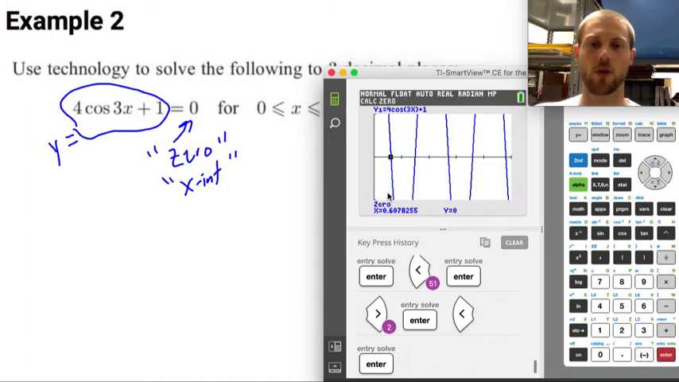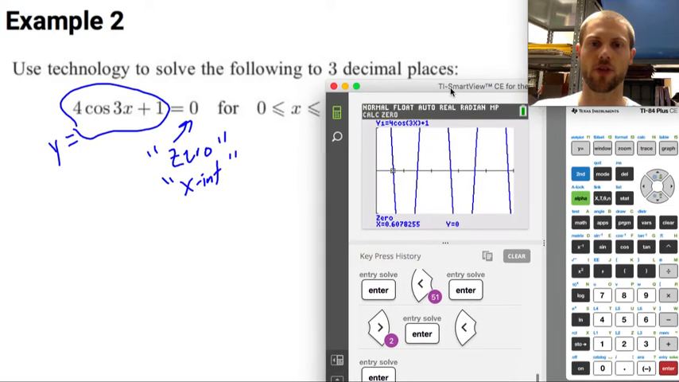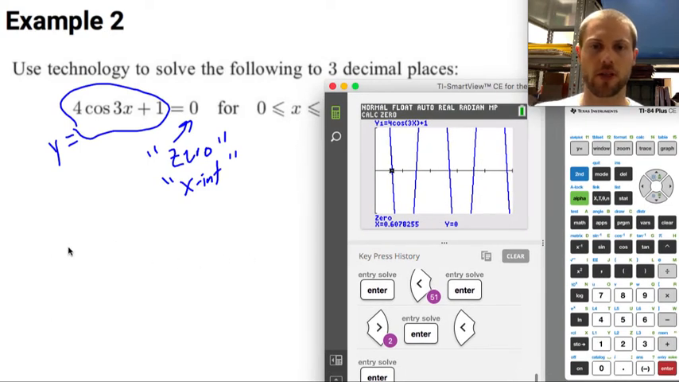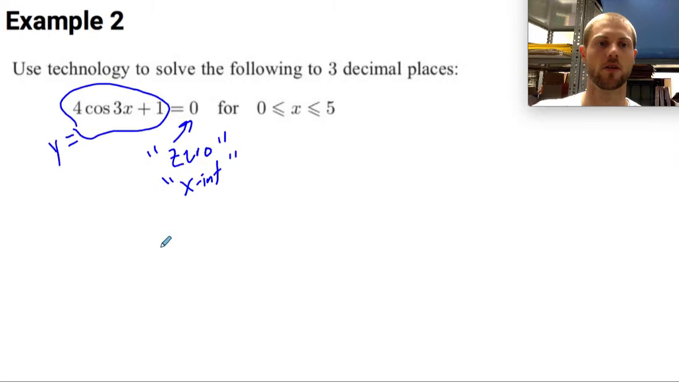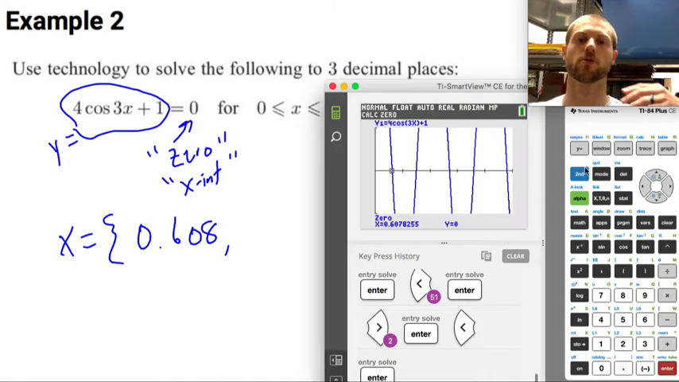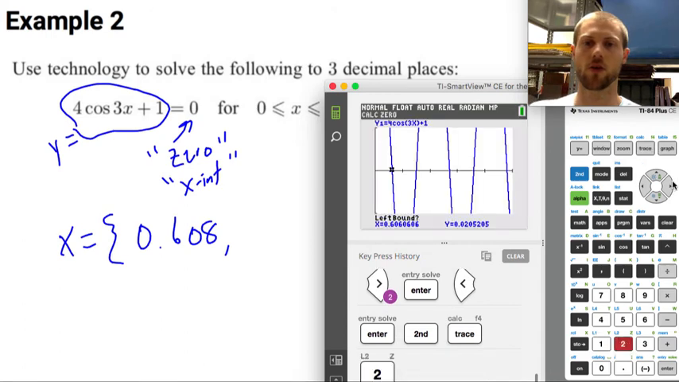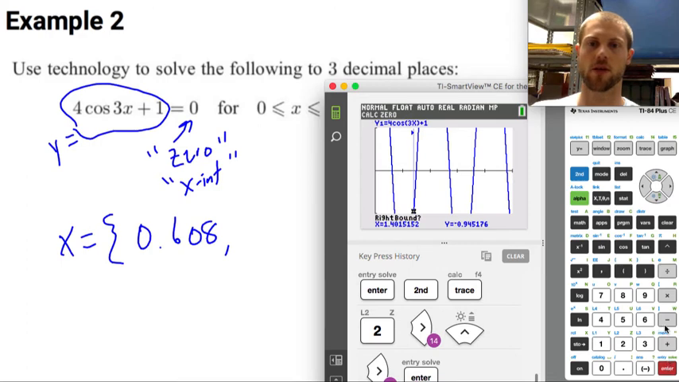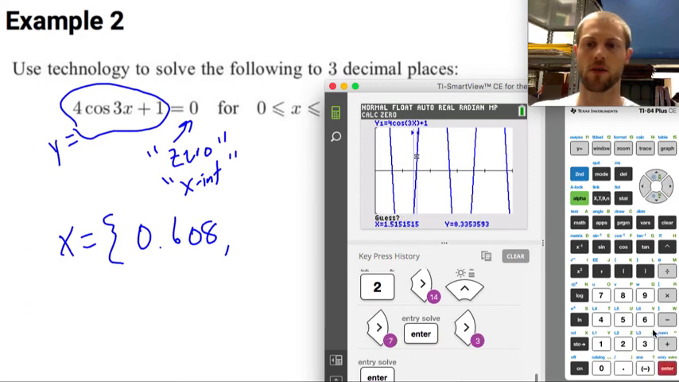And this zero, or this solution, is x equals 0.6078255. Say I wanted 3 decimal places, so 0.608. That's one of my solutions. And I'm going to perform the same procedure for all these other zeros. So second calc, zero, get to the left, get to the right, guess, enter. There's my other one.